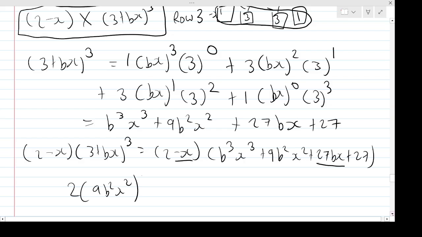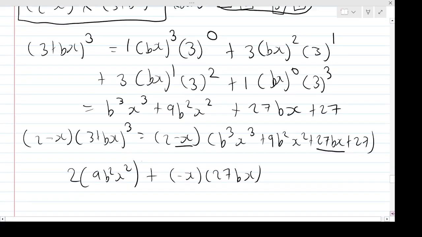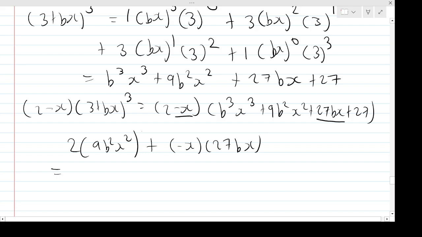So then we do add minus x lots of 27bx. And that would give me the x squared part here. Because then if we were to simplify that, well, 2 times 9b squared x squared is 18b squared x squared. And then from this part, that would be minus 27bx squared. So these two together give me the overall x squared term. Those are the only two ways I'm going to get x squared from that expansion.